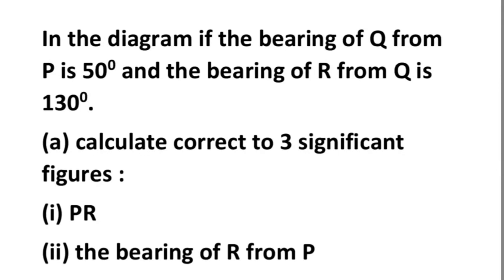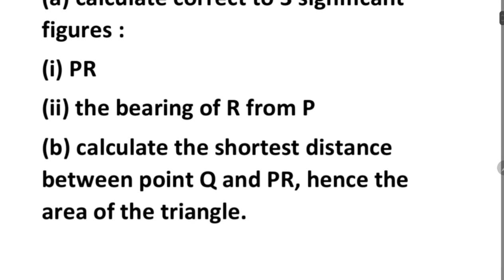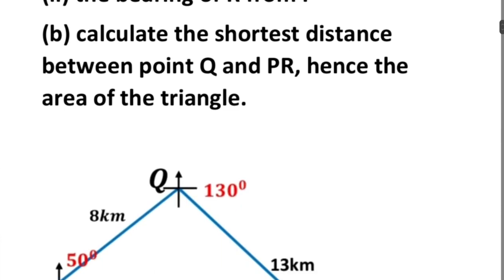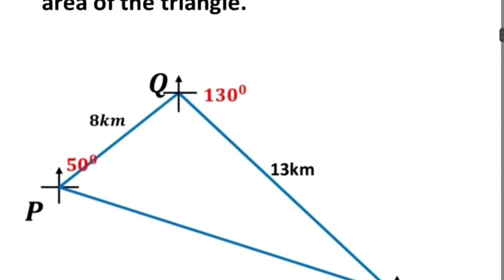In the diagram, if the bearing of Q from P is 50 degrees, and the bearing of R from Q is 130 degrees, they were asked to calculate to three significant figures PR, the bearing of R from P, and we calculate the shortest distance between point Q and PR, and hence the area of the triangle.